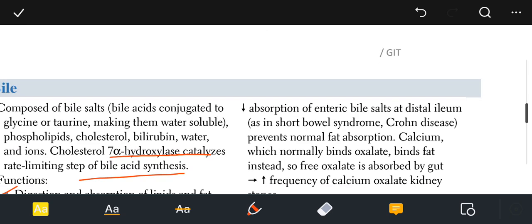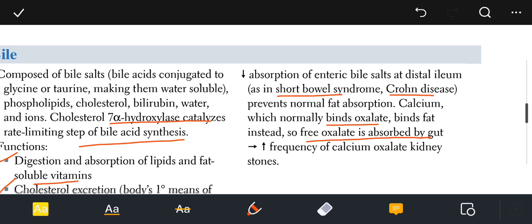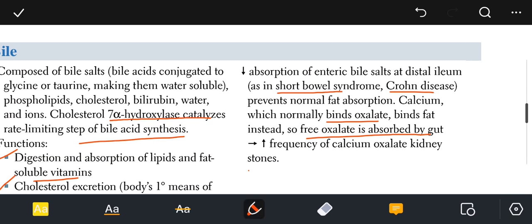Decreased absorption of the enteric bile salts at the distal ileum, as in short bowel syndrome or Crohn's disease, prevents the normal fat absorption. Calcium, which normally binds oxalate, binds the fat instead, so free oxalate is absorbed by the gut. That increases the frequency of calcium oxalate kidney stones.